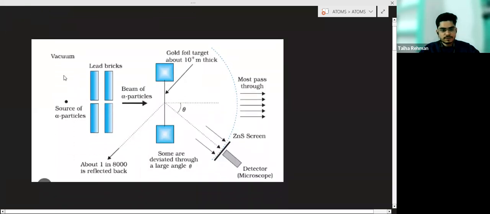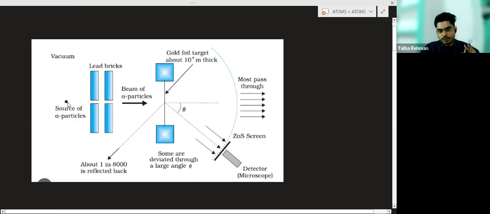So what is this? Around this experimental setup, there is a vacuum, meaning no particles are there. This is the source of alpha particles. These are lead bricks. What is the use of the lead bricks? You will get a collimated beam of alpha particles.